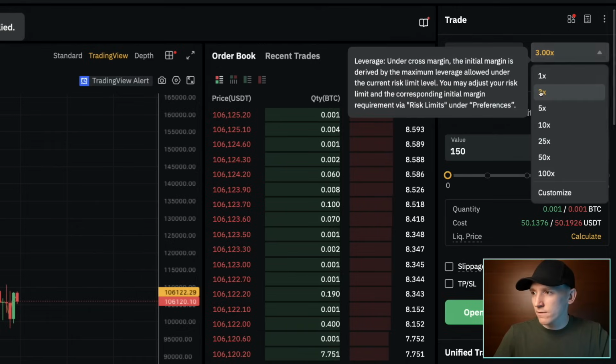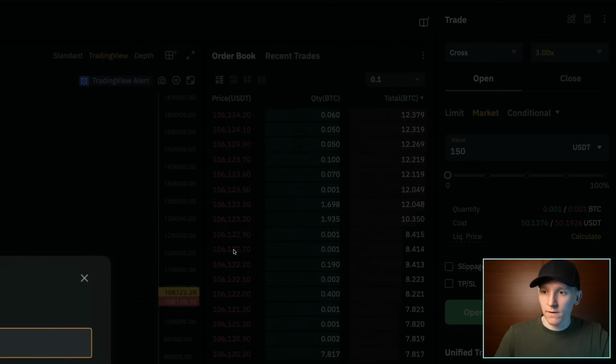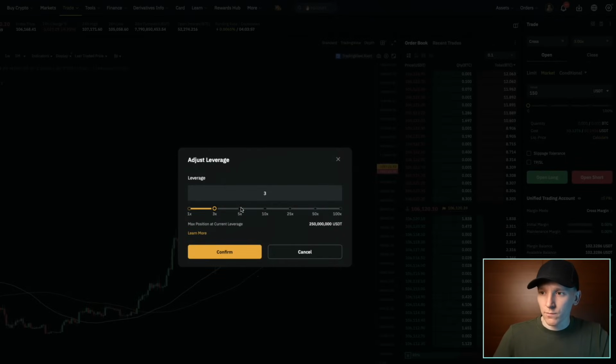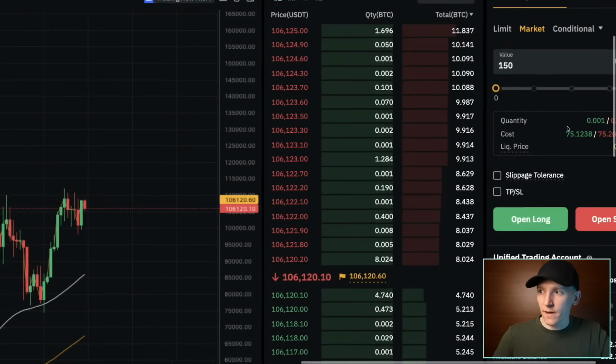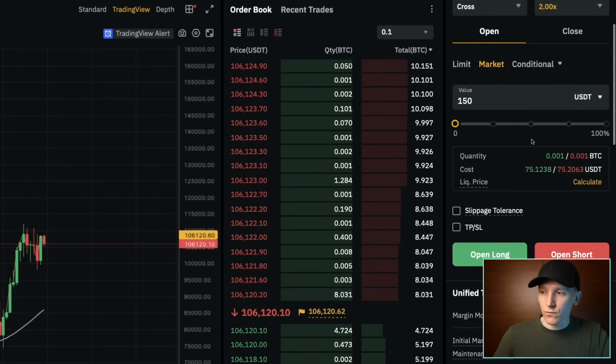I'll just choose 3 here as it seems I can't choose 2. I can customize this. I can go to 2x leverage. So that's what we'll choose, and press confirm. So I'm putting down 50%, so I can withstand a 50% drawdown.